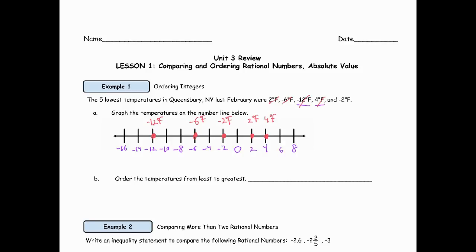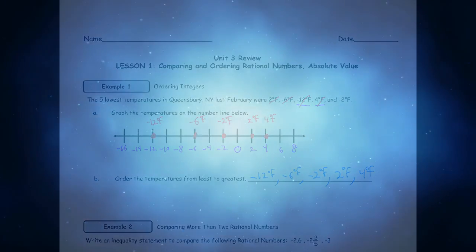And now we can even do part B, where it says order the temperatures from least to greatest. Well, the nice thing here is since they're on the number line, they're in order from least to greatest, from left to right. The -12 degrees Fahrenheit is smallest, then comes the -6 degrees Fahrenheit, the -2 degrees Fahrenheit, into the positives with 2 degrees Fahrenheit, and +4 degrees Fahrenheit is the largest, or the greatest temperature.